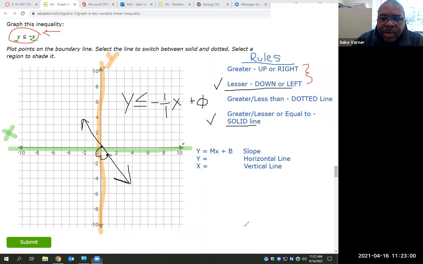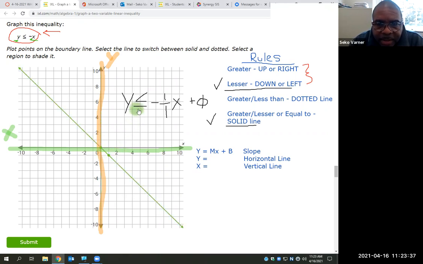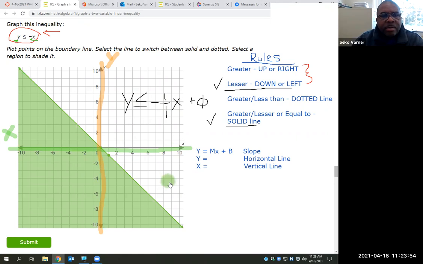Now we know exactly what we need to do. Let's do it the IXL way. So we're going to go to our y-intercept, which is 0. Bingo. And that says we go down 1 over 1. Now that says less than or equal to, so it's going to have a solid line. We have a solid line. And it says that y is less than or equal to, so if it's lesser, we're going to shade down. There we go. And let's see if I'm right.